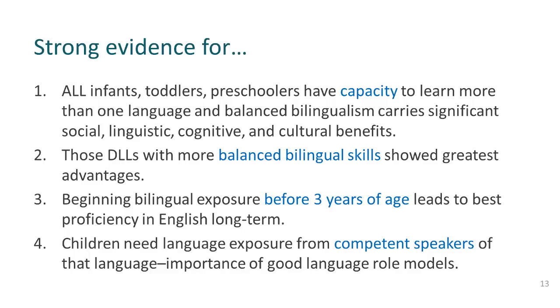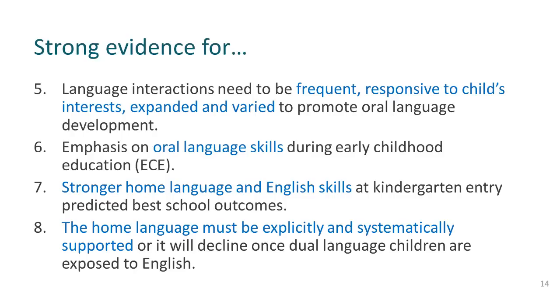So competent speakers, and in our programs, the same rule applies. If you're the English language model, if you're the Spanish language model, if you're the Persian language model, we need to make sure that these are good language models so children are learning grammatical structures that are correct, and vocabulary and pronunciation, et cetera. Strong evidence for, point five, is no different than what we know about all children. Language interactions need to be frequent and responsive to the child's interests. So we pick up on what they're interested in.